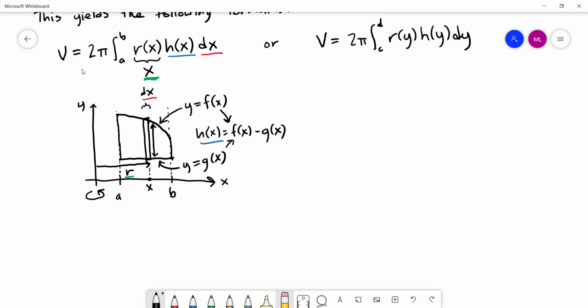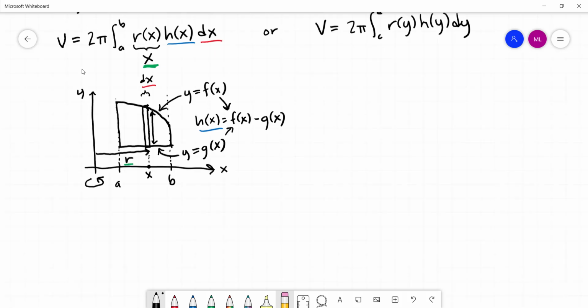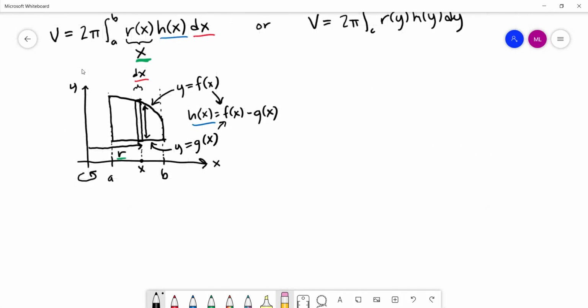So here's our picture, and what it ultimately simplifies to, and then we'll go over to the other equation, we ultimately get that the V is going to be equal to 2 pi, and this is the picture that goes with it, the integral from a to b of x times, in this case, our top function, f of x, minus our bottom function, g of x, dx. There is our integral for this particular picture.